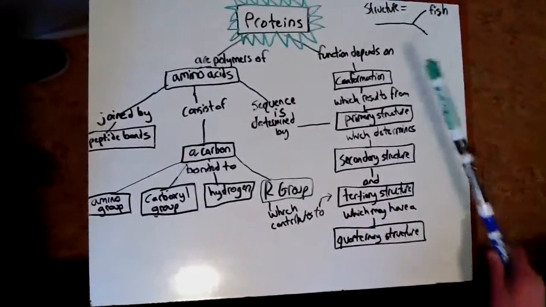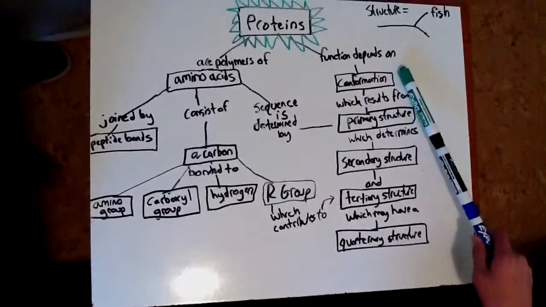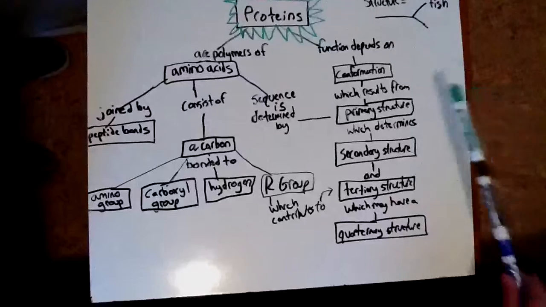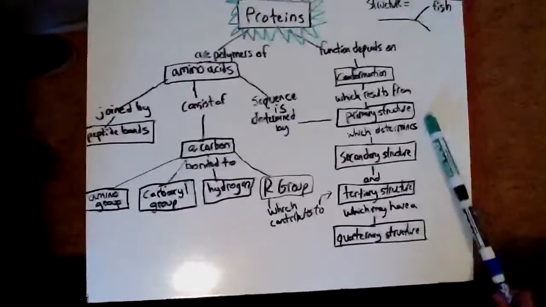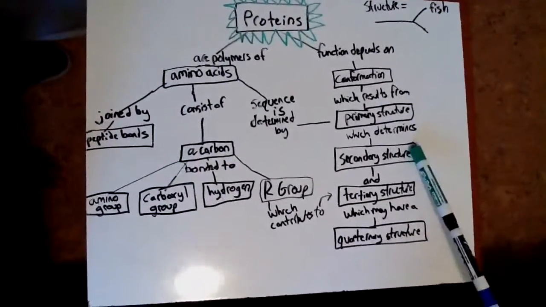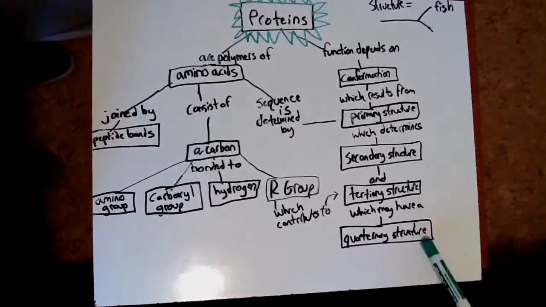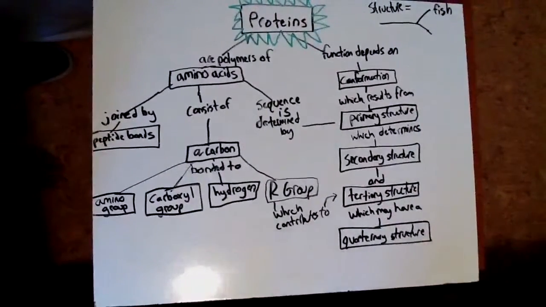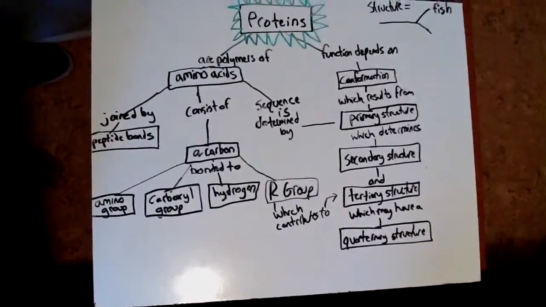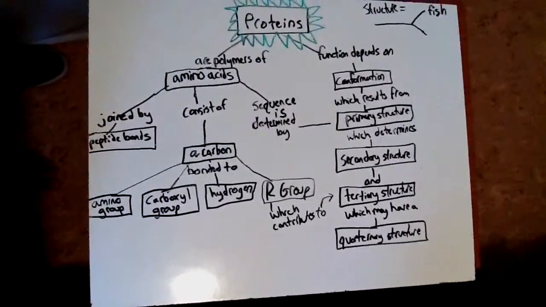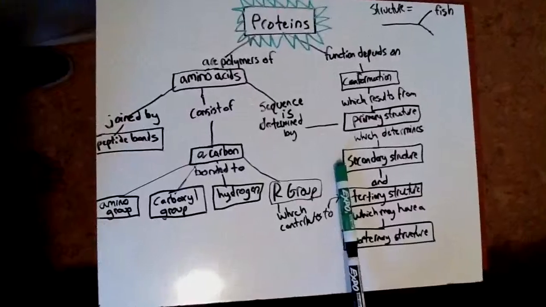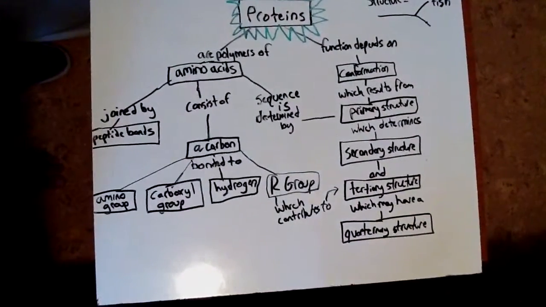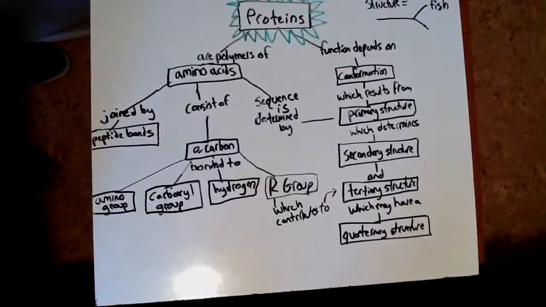A protein's function depends on its conformation, which is another word for shape. The protein's conformation depends on a number of structures, which are called primary structure, secondary structure, tertiary structure, and quaternary structure. The primary structure is based on the sequence of the amino acids that make up the protein. The primary structure then determines the secondary structure, which is either an alpha helix or a beta pleated sheet. These are created by hydrogen bonds within the polypeptide backbone.